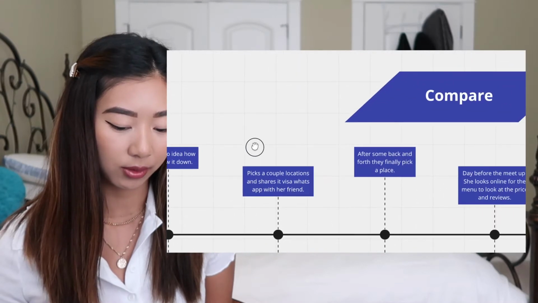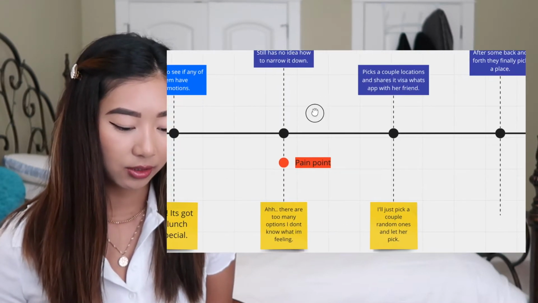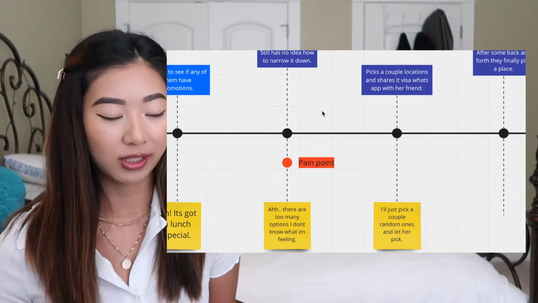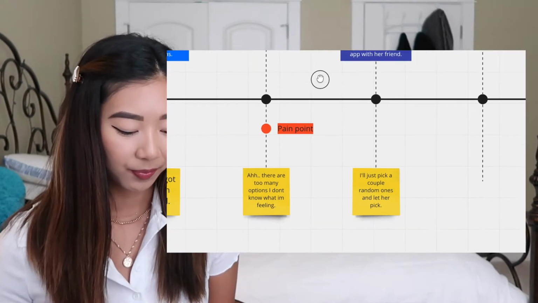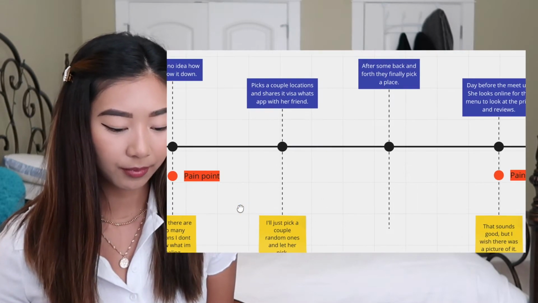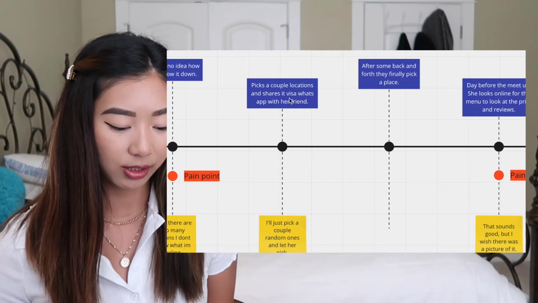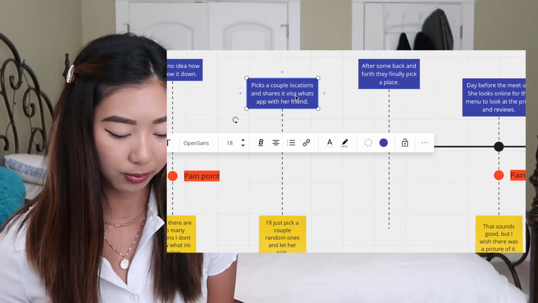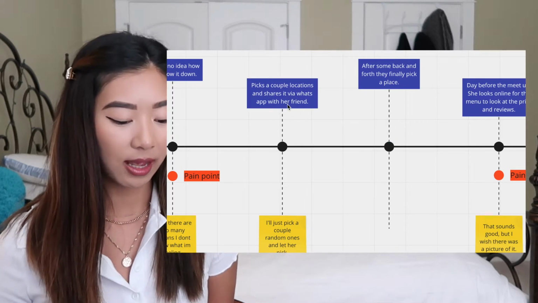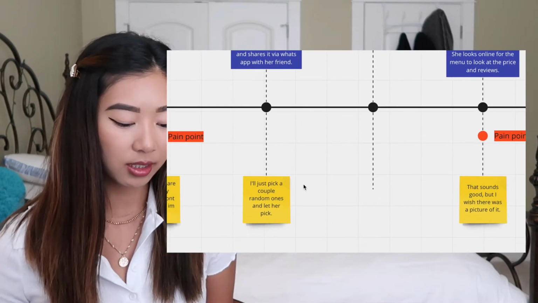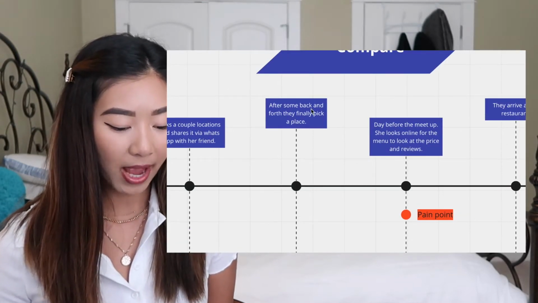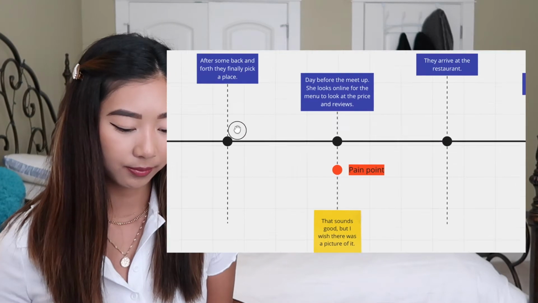So now we're moving towards the compare section. This could be a pain point as well, because obviously it's very hard to decide where you want to eat sometimes. There are too many options. I don't know what I'm feeling. Picks a couple of locations and shares it via, oops, that's supposed to say via WhatsApp with her friend. I'll just pick a couple random ones and let her pick. After some back and forth, they finally pick a place.